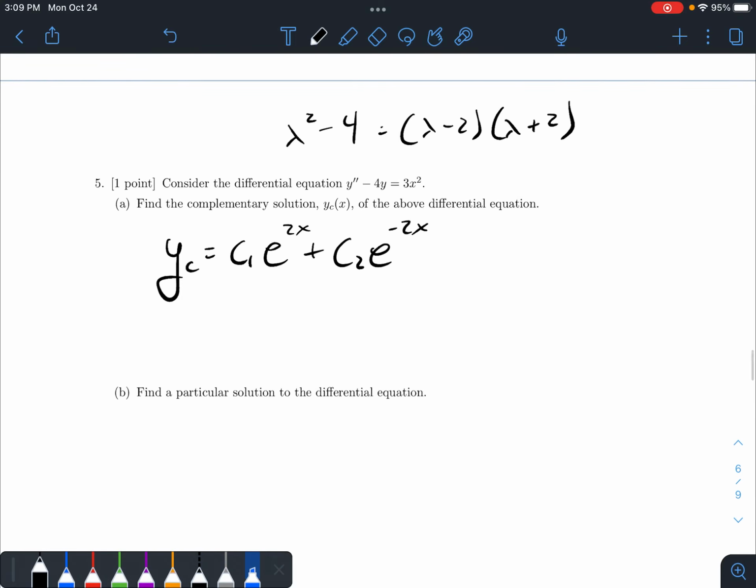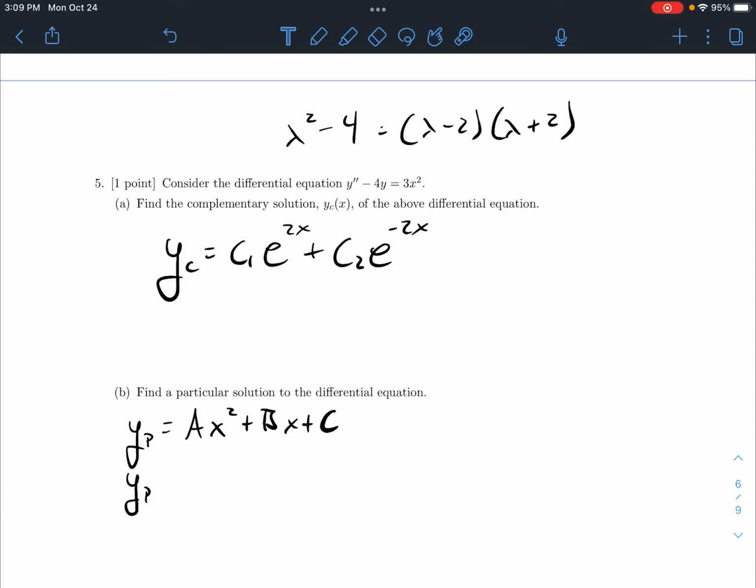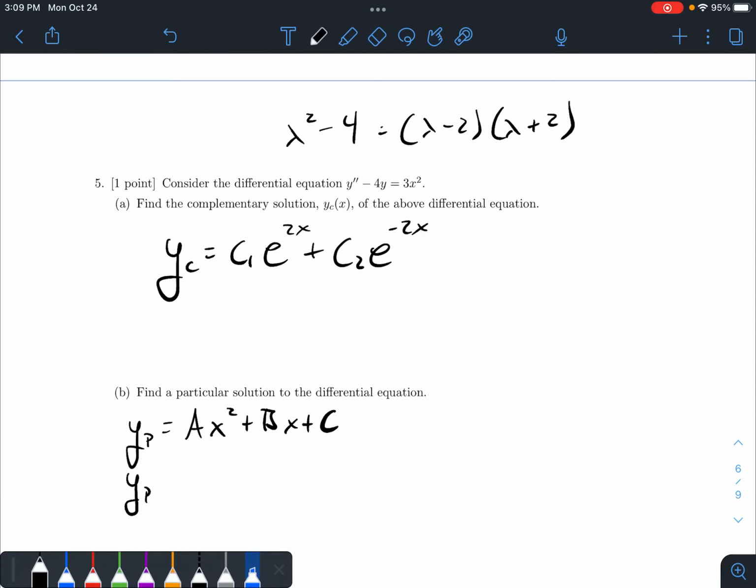Find a particular solution to the differential equation. Okay, so here's where we do the guess or check method. So y sub p is equal to, all right, so this is a quadratic. So we're going to say ax squared plus bx plus c. And then we plug it into our differential equation. So we need to figure out what y double prime is. So y prime is 2ax plus b. Y sub p double prime is equal to 2a.